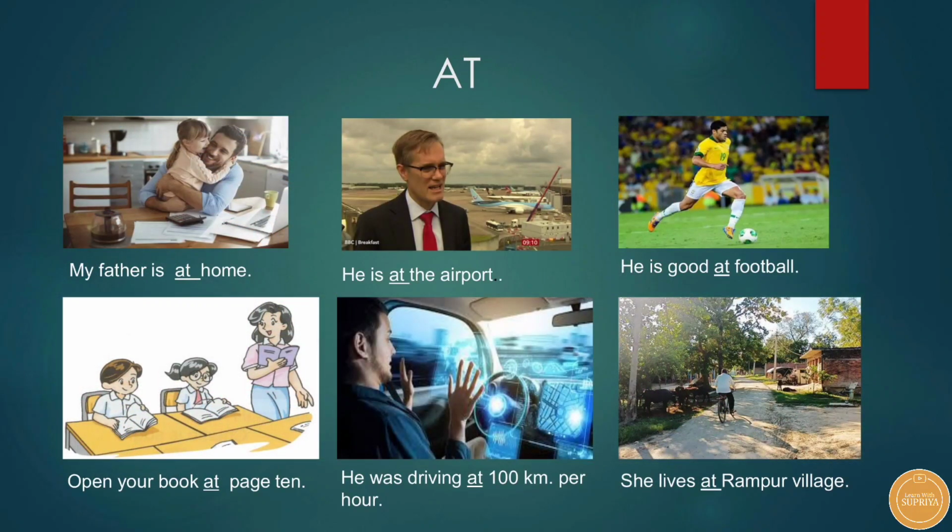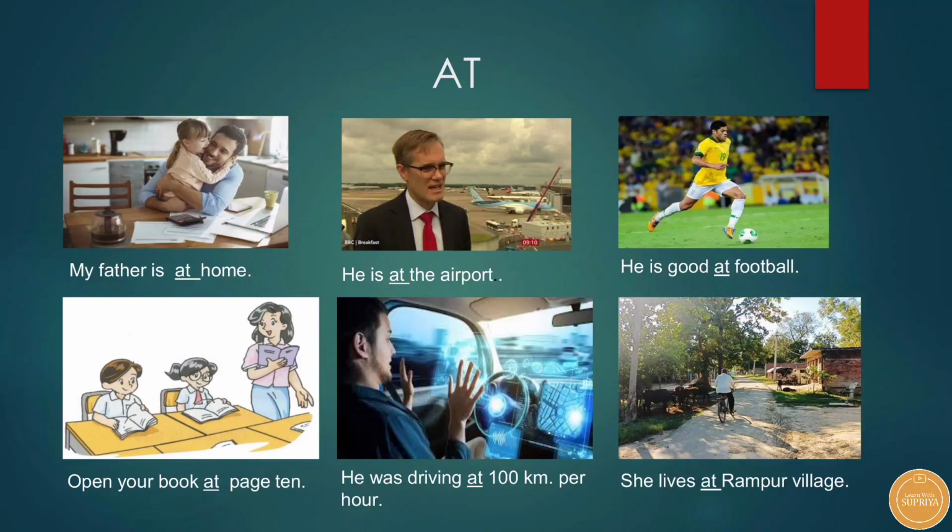Next, at. At is a versatile word and can be used in various contexts like indicating location, specific time, describing activities, indicating rate of speed. At is also used for small or less important places. Here are some common ways in which at is used. My father is at home.